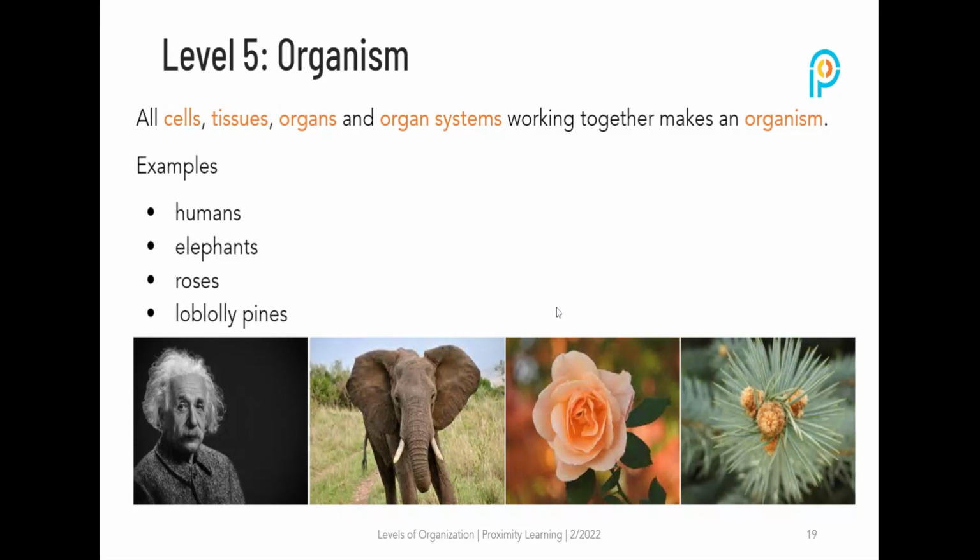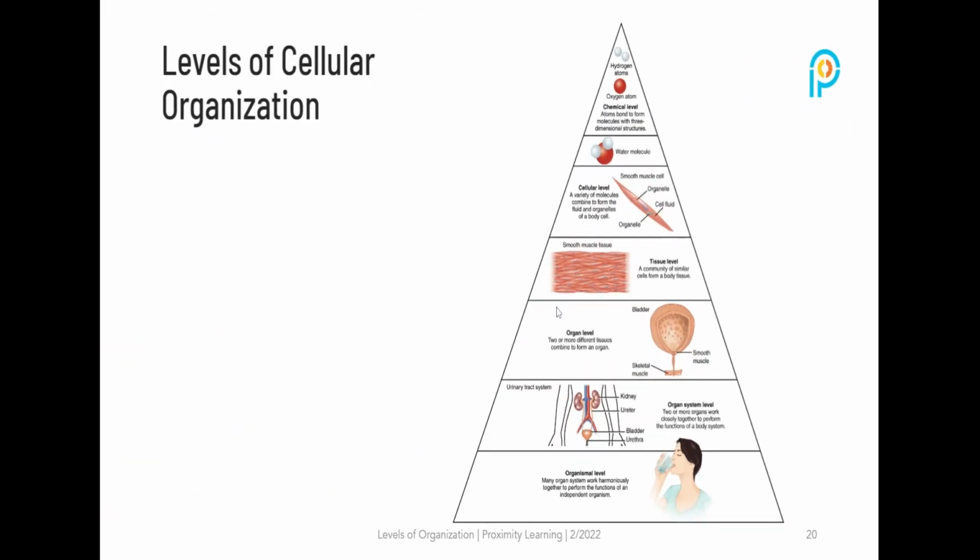And then level 5 would be our organism. So cells, tissues, organs, organ systems, organism. All the cells, tissues, organs, and organ systems working together makes an organism. So a human, elephant, rose, loblolly pines. So here's that image again. Smallest to largest: cells, tissues, organs, organ systems, organism.